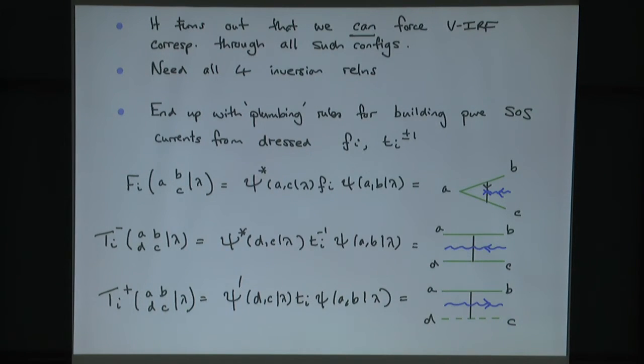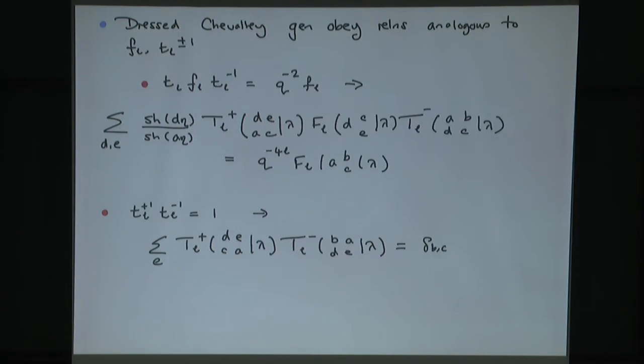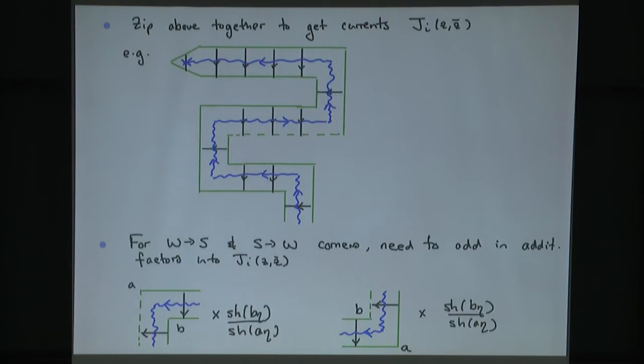Okay, this is all a bit technical, but these dressed Chevalley generators obey dressed versions of the original algebra relations. So, for example, they obey T F T inverse is proportional to F, but I pick up some funny factors. And this is down here. So these are kind of SOS versions of Chevalley generators. So what you end up doing is zipping these things together in a certain way to get a non-local insertion in your SOS model.